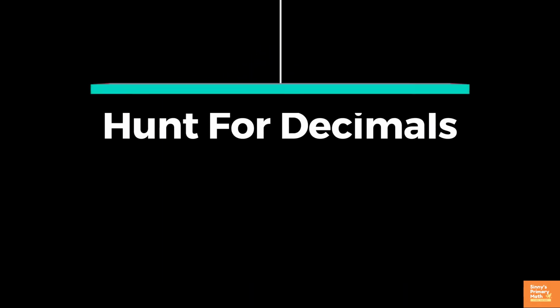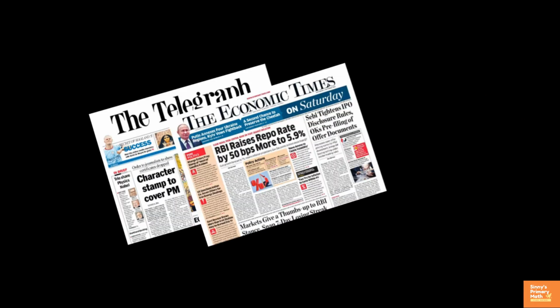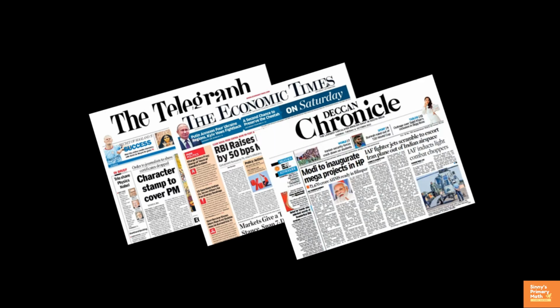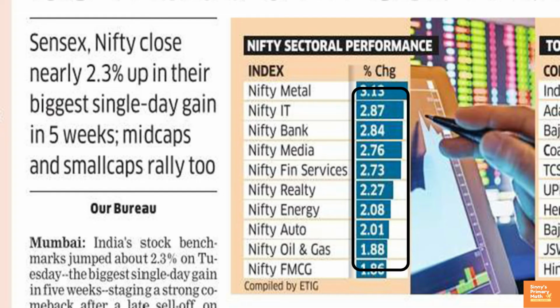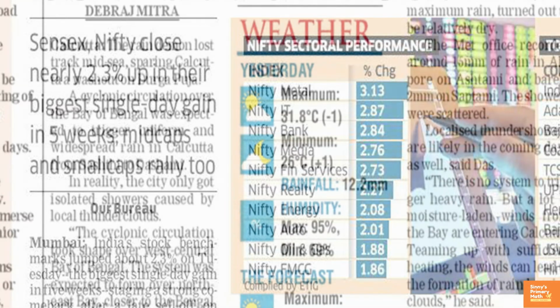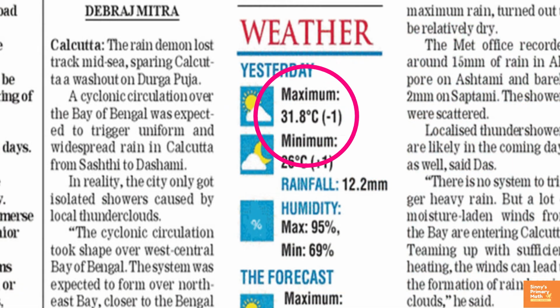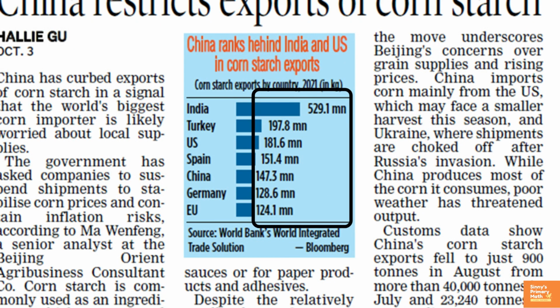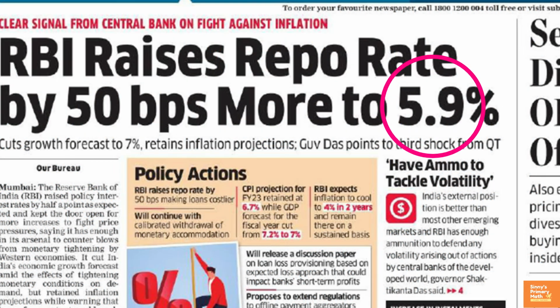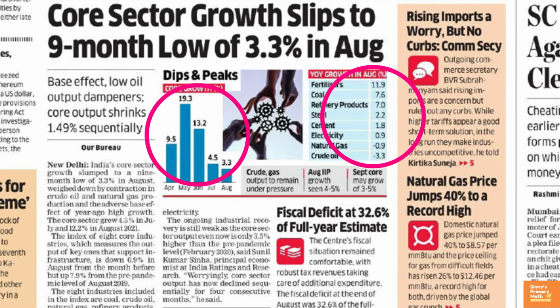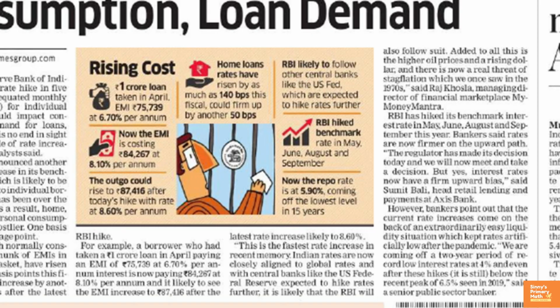Activity: Hunt for decimals. Children learn from anything and everything they experience. Give them some newspapers and ask them to search for decimal numbers. Stock exchange rates and city minimum and maximum temperatures are also represented as decimals. Children can find and mark them with a color pen. Their real life experiences are sufficient to give them plenty of opportunities to use decimal numbers.